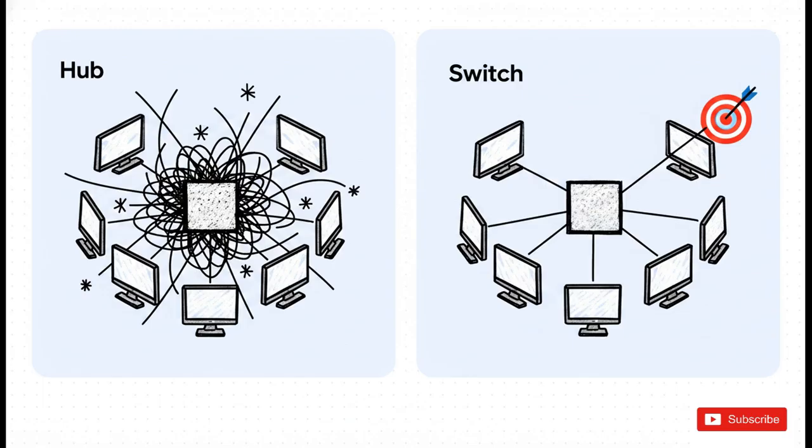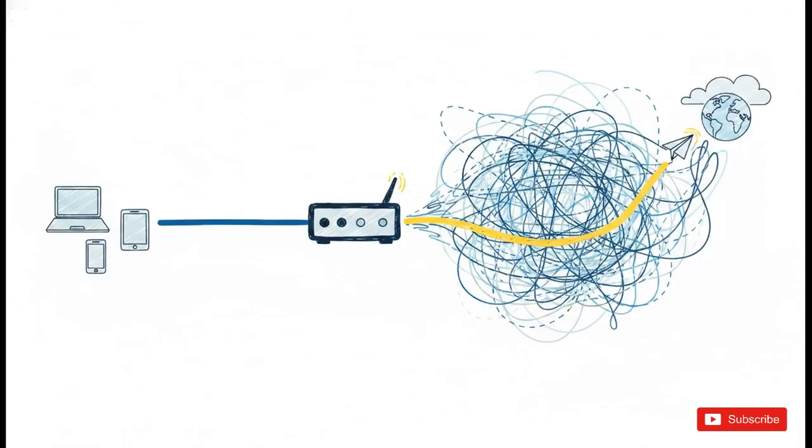It actively reads the hardware MAC address of the destination and cleanly, quietly forwards the message only to that specific target. Much better. Now, while switches are absolutely amazing at handling local traffic, what happens when your data actually needs to leave the building? Enter the router.